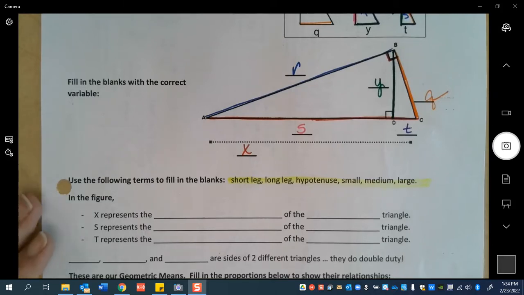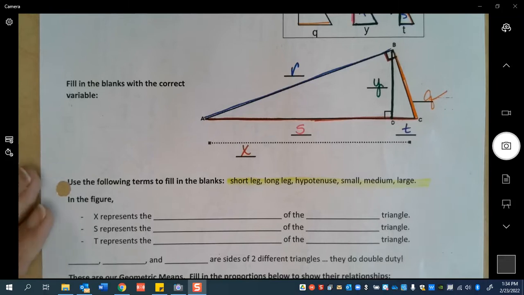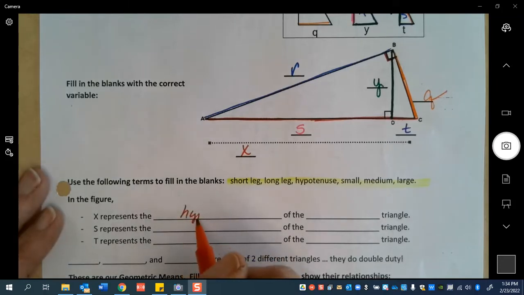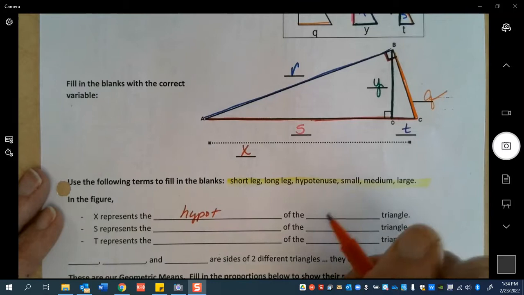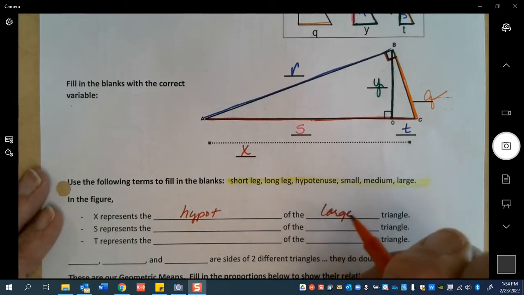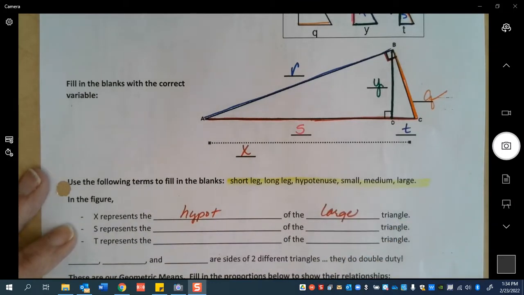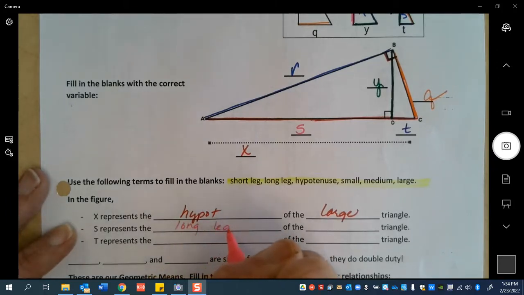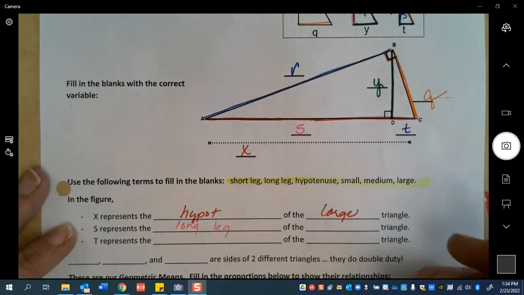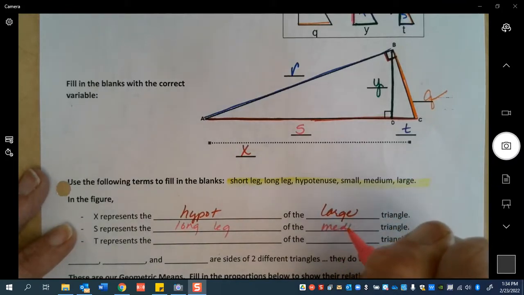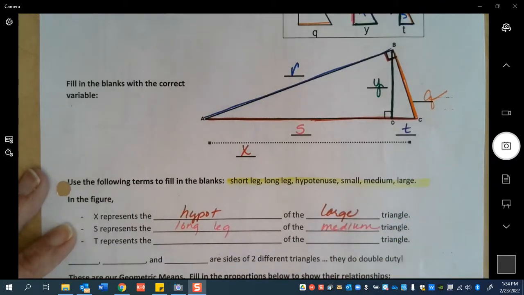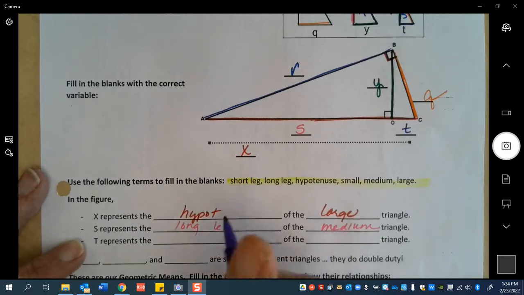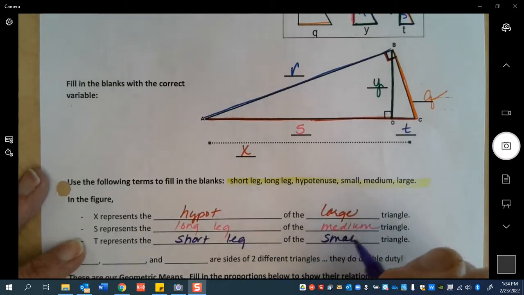So what does X represent in our big triangle? The hypotenuse of what? Our large triangle. What does S represent? That is my long leg of what? Of my medium triangle. And what is T? It is my short leg of which one? My small triangle.